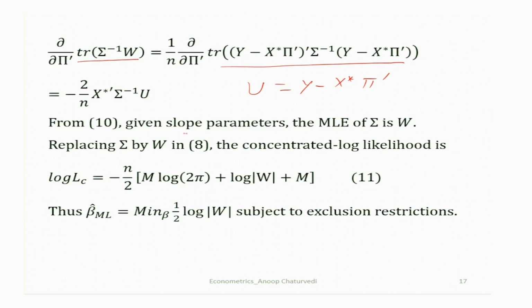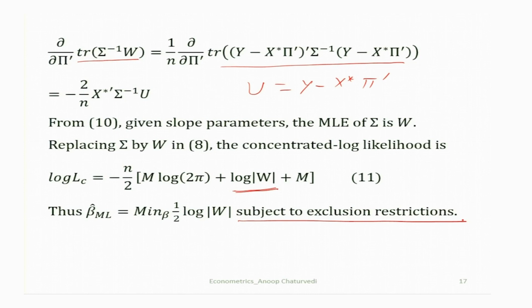And then from equation 10, given slope parameters, the MLE of sigma is W. So, if pi is given, then you can obtain the MLE of sigma. Then replacing sigma by W in it, the concentrated log likelihood function is log LC is equal to minus n by 2 times m log 2 pi plus log determinant value of W plus m. We have simply replaced sigma by W here. And then from here you obtain beta hat ML equal to minimum over beta of half log determinant value of W, subject to the exclusion restriction.